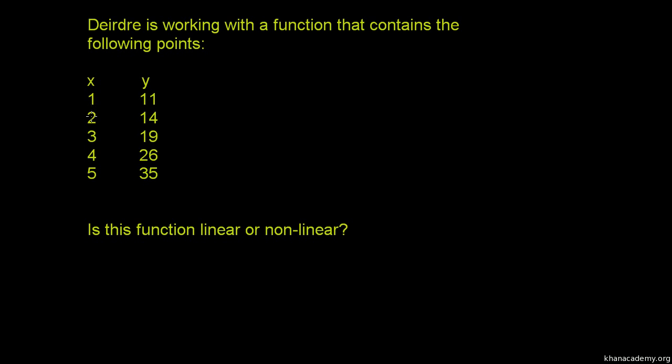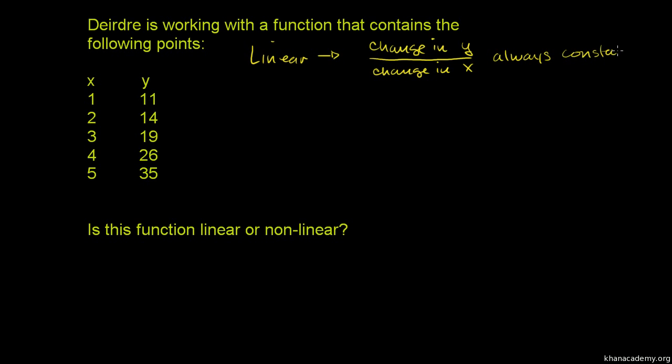If the changes in x were going by different values, if this went from 1 to 2 and then 2 to 4, what you'd want to do then is divide the change in y by the change in x, and that should always be a constant. In fact, let me write that down. Linear, if something is linear, then the change in y over the change in x is always constant.